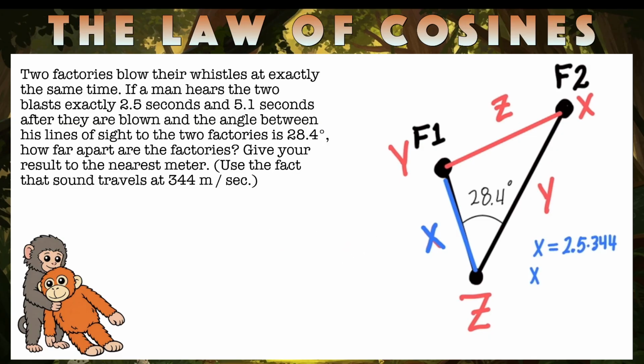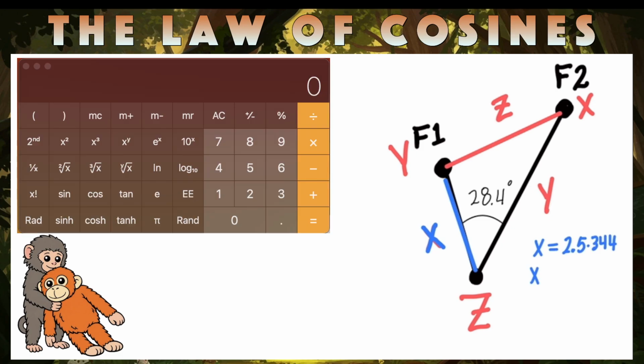So that is logical. Now the calculator. So what did I want to do? 2.5 times 344. So it's going to be doubled and then an extra half. So we have 860. So X is going to equal 860, and that is in meters, right?